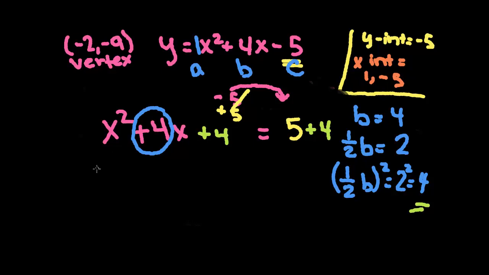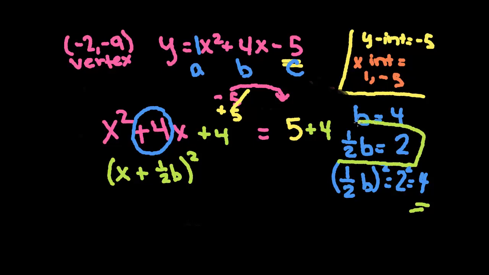The next thing I do is I factor the left-hand side. The left-hand side, though, factors into x plus the 1/2 b, squared. So I don't have to think. I just have to go to this value right here that I've already found and say x plus 2 squared equals 9. Now, I'm running out of room, so let me erase a little bit here.